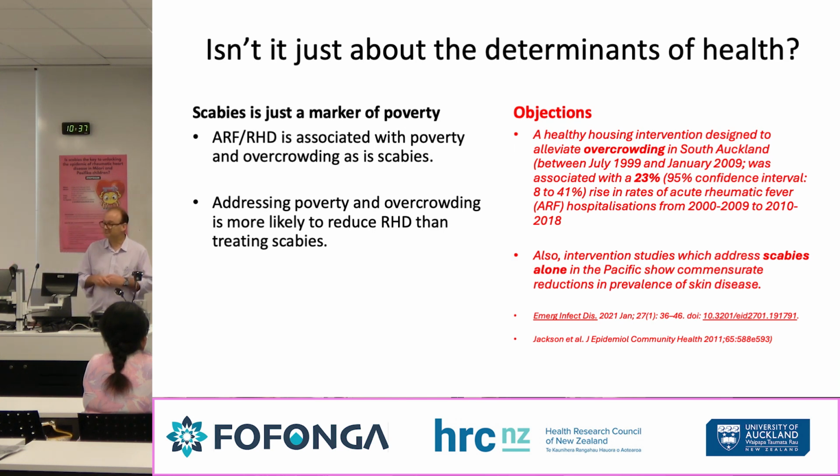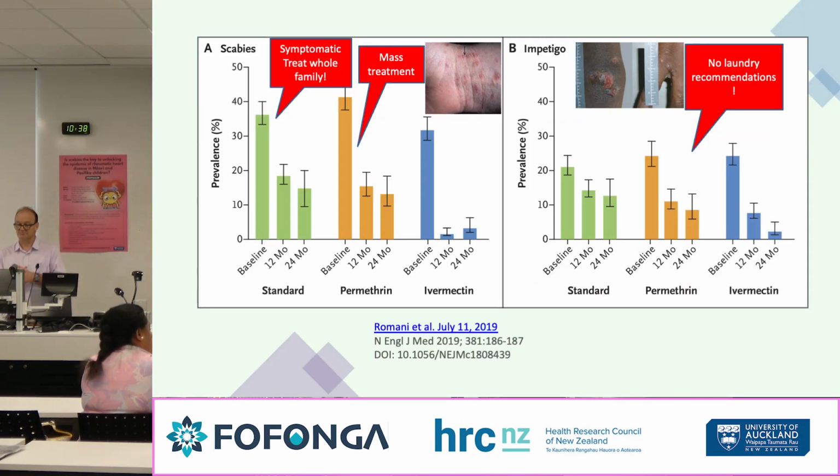So yes, it's associated. Do I believe it is a causal association? This intervention doesn't show that. In the Pacific, when scabies is treated well, they get commensurate reductions in the prevalence of bacterial infection in the skin. Impetigo, cellulitis rates go right down, without changes to housing conditions or socioeconomic conditions.